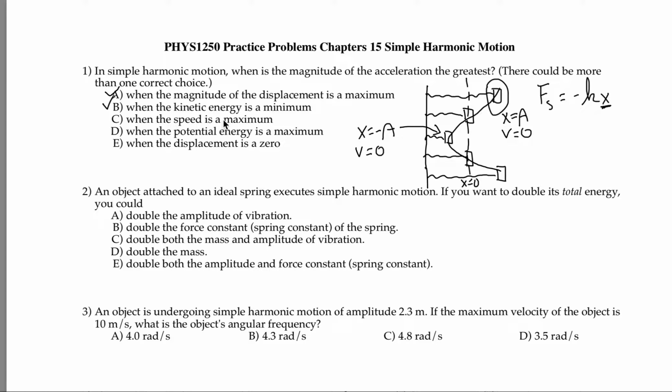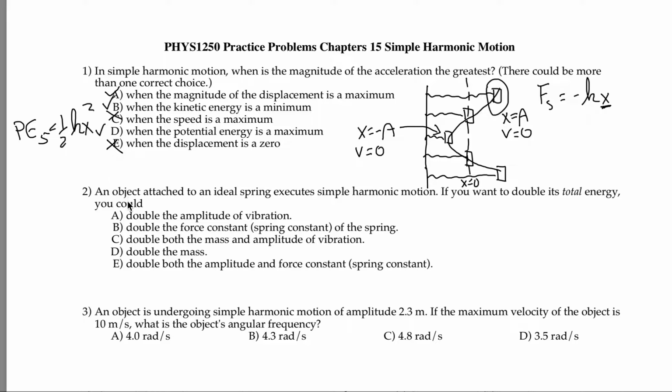C, when the speed is a max, no, that happens at the center, at equilibrium. D, when the potential energy is a max, yes, because the potential energy is given by 1/2 kx squared. So if x is a max, then the potential energy is a max. It's storing the most energy. And E, when the displacement is 0, no, because that's in the middle. That is when x is 0, so there's no force. So the correct answer was A, B, and D.